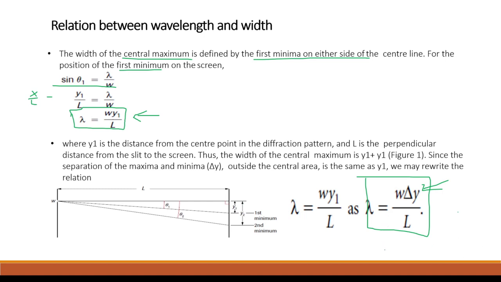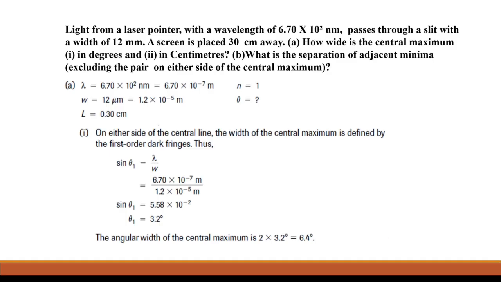And so we have this very excellent formula that we can use for problems. So we have light from a laser pointer with a wavelength of 6.70 times 10 squared nanometers, passes through a slit with a width of 12 millimeters. A screen is placed 30 centimeters away. How wide is the central maximum in degrees and centimeters?